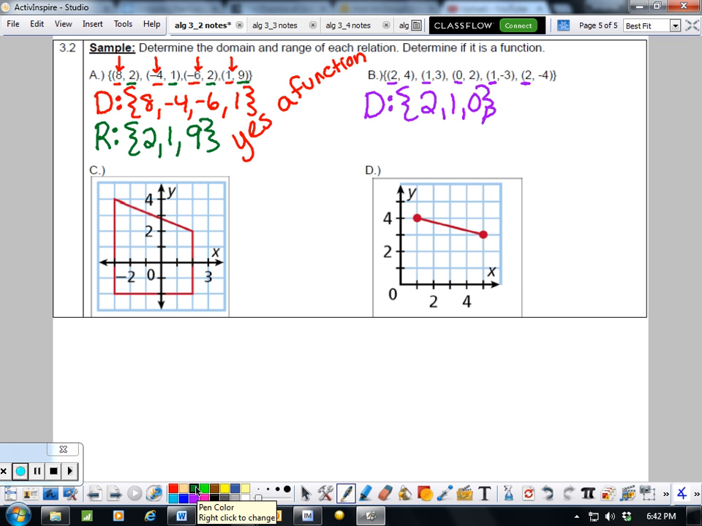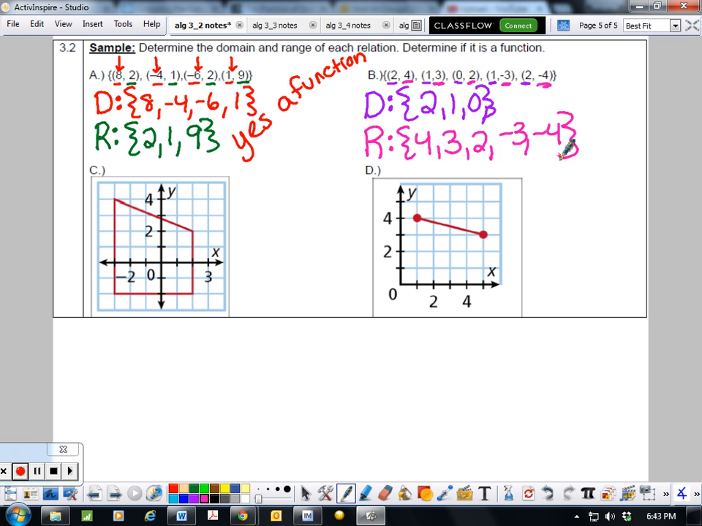So now I'm going to look at the y values. So for my range, I have 4, 3, 2, -3, and -4. No numbers are repeating there, so I can list them all out.